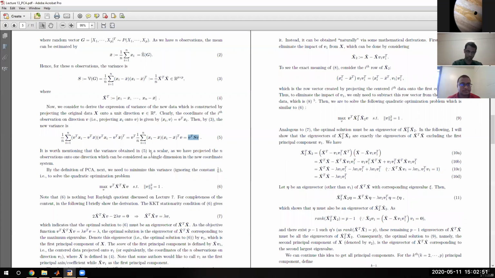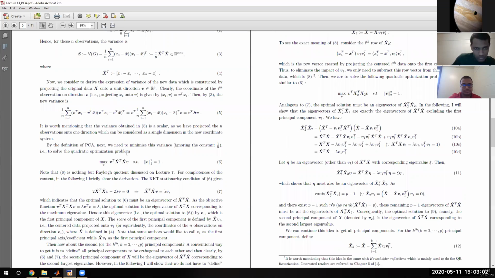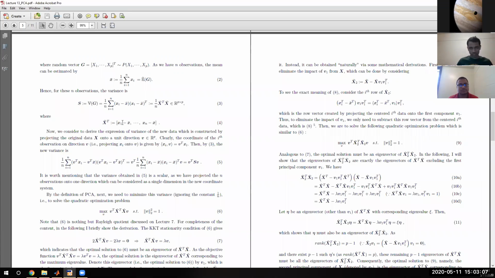This problem is again a Rayleigh quotient problem. Finally, you will see any solution here is going to be an eigenvector of x tilde transpose x tilde. X tilde means the centered data, that is, x minus the mean. Let me take out my annotate panel and write a line here. Here is the definition of x tilde. So now we just need to solve for the eigenvector, which gives you the optimal solution.